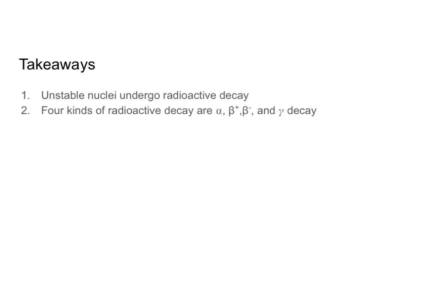So with that, let's go ahead and talk takeaways. First of all, unstable nuclei undergo radioactive decay, and the 4 key kinds of radioactive decay are alpha decay, positive beta decay, negative beta decay, and gamma decay.